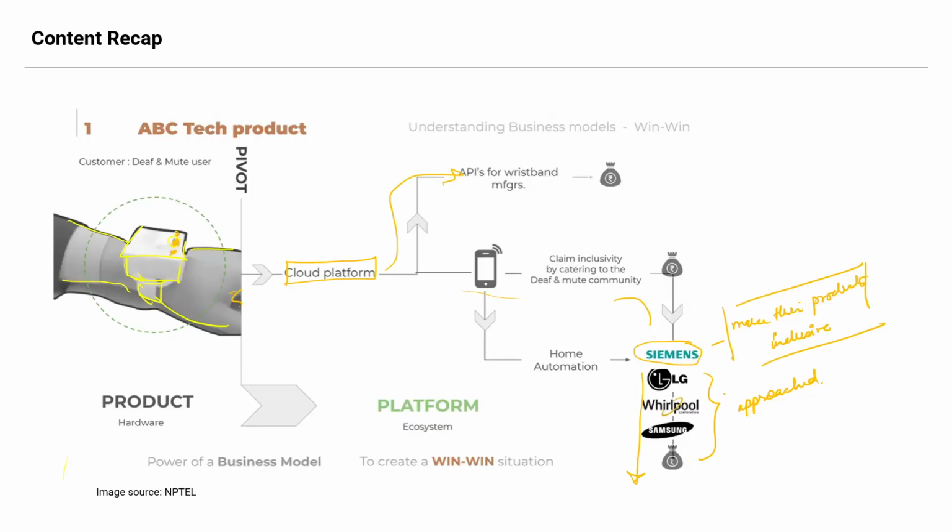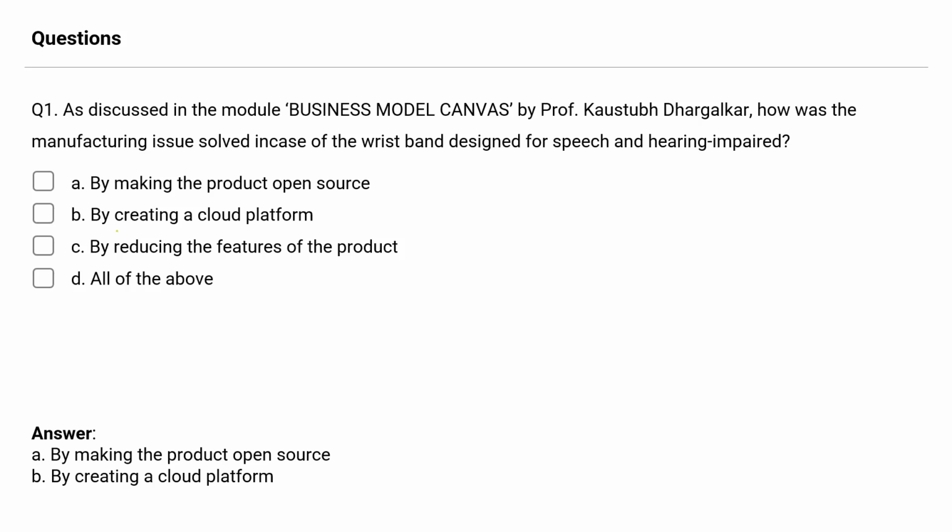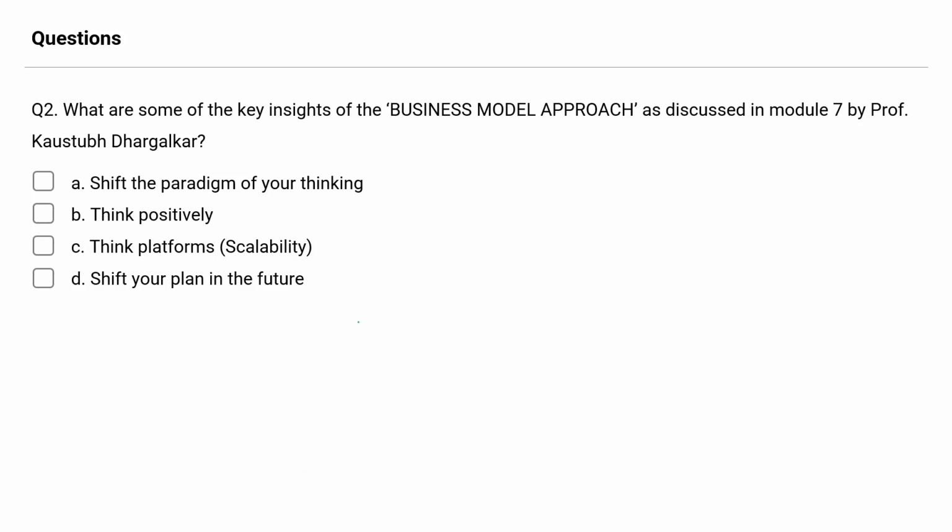So the correct answer is A and B, which is by making the product open source, so anybody can actually make it, and by creating a crowd platform. Option A and option B. These are the correct ones. Right? Let's proceed to our next question.